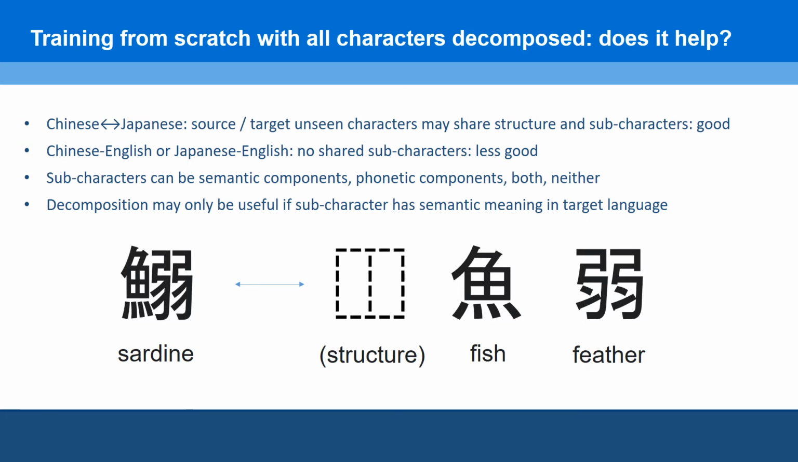However, when translating from Chinese or Japanese into a non-logographic language like English, we can't take advantage of shared subcharacters. And we also cannot rely on all of the subcharacters having semantic meaning. Some subcharacter units might instead convey phonetics, or they might be unrelated to the character. For example, the second subcharacter in this decomposition of the sardine character is not useful for translating the character into English.